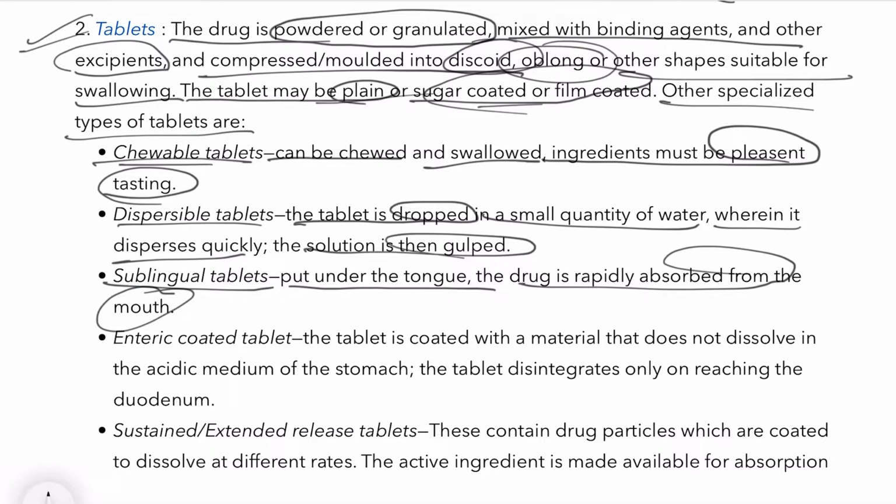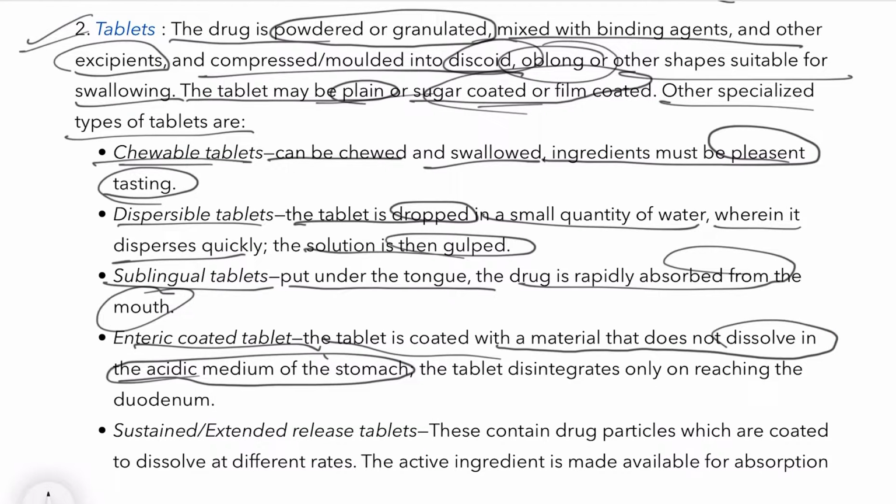Then enteric coated tablets. The tablet is coated with a material that does not dissolve in the acidic medium of the stomach. Enteric coated tablets means this tablet passes through the stomach but does not dissolve in the acidic medium of the stomach. But the tablet disintegrates, means divides into parts, only on reaching the duodenum. Means when the tablet reaches the duodenum, only then does it start dissolving and the action starts.